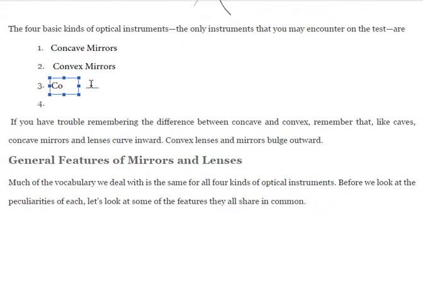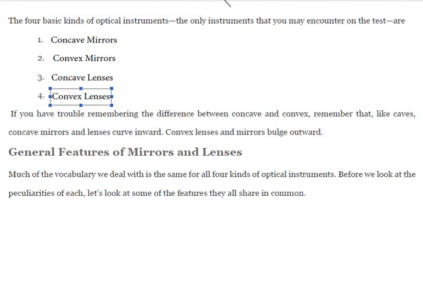The last two will be concave lenses, and last one, convex lenses. So lenses that bend inward and lenses that bend outward. If you have trouble remembering the difference between concave and convex, just remember the word cave is literally in the word concave, and concave mirrors bend in like a cave. So the only thing left for convex is that they bulge outward. You might think X, like external, they bend out.